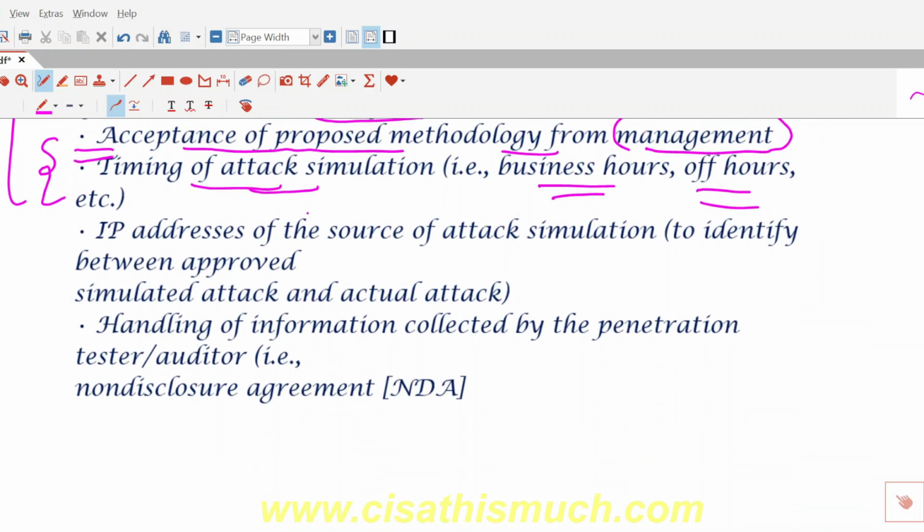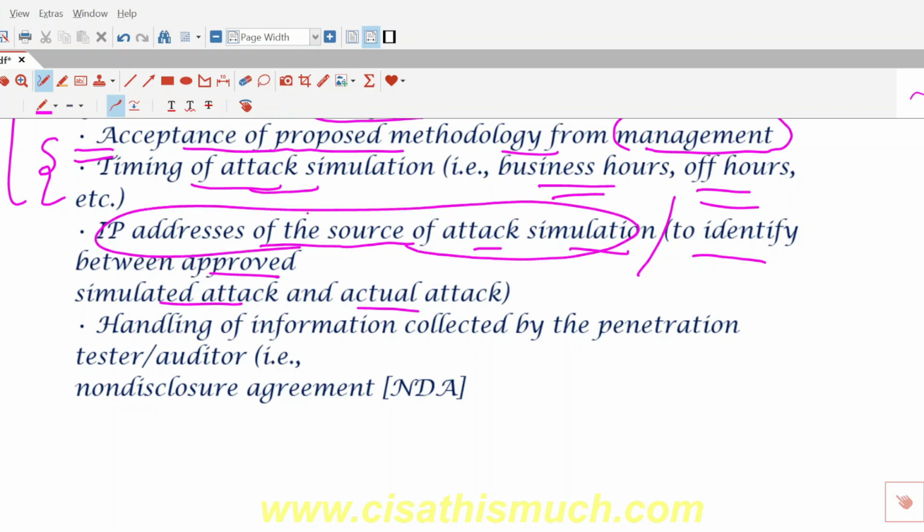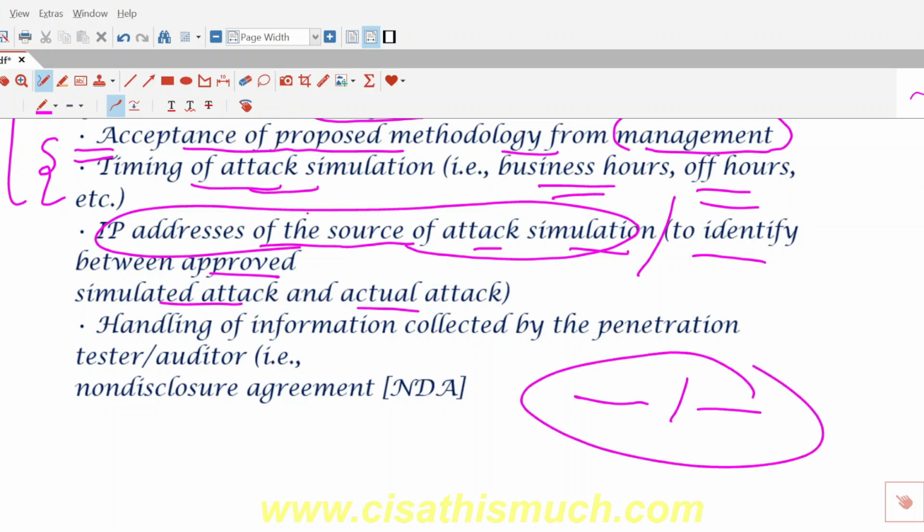Next thing, IP address of the source of attack simulation, to identify between the approved simulated attack and actual attack. IP address of the source of attack simulation. So this means that, as I've already mentioned, the third party testing firm, or maybe the internal department, will straight away tell you, and this would be pre-approved, that if this attack will happen, it will happen from this particular IP range. So the source of the IP from where this attack is being done would be specified and mentioned. This would be pre-approved. You're already mentioning that from this particular range only the attack will happen.